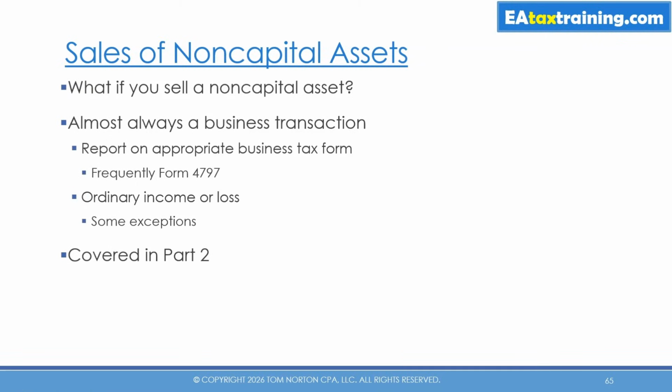Sales of non-capital assets. So it is possible that you could sell a non-capital asset, but that is almost always going to be a business transaction. So you will report that on the appropriate business tax form, which will usually be Form 4797. And usually if it is a non-capital asset, it will be an ordinary income or loss, but there are some exceptions to that. We will cover that in part 2.